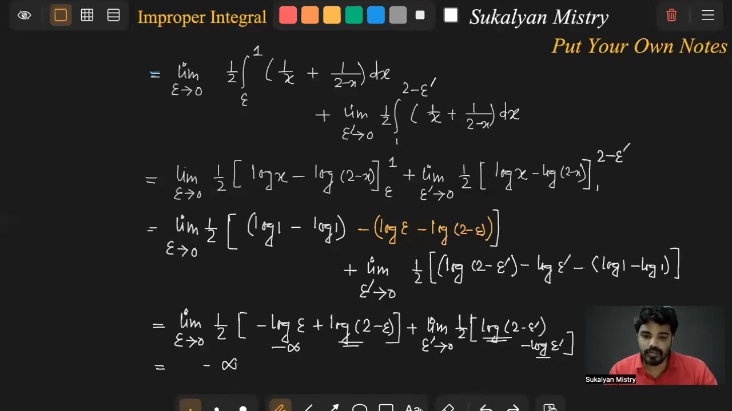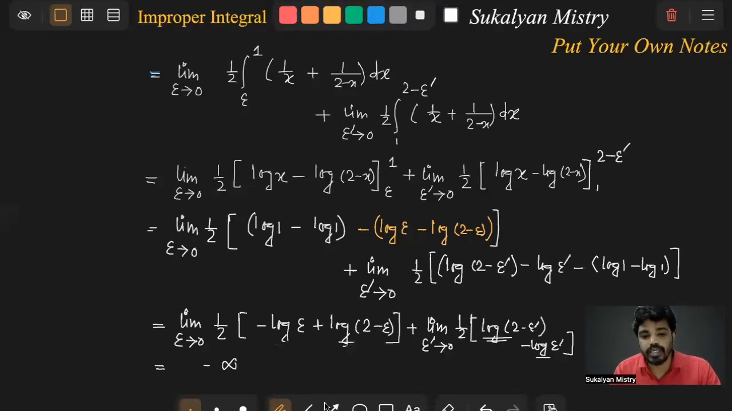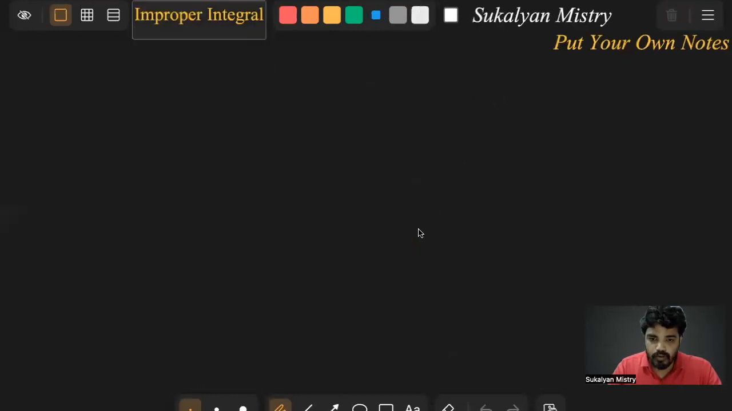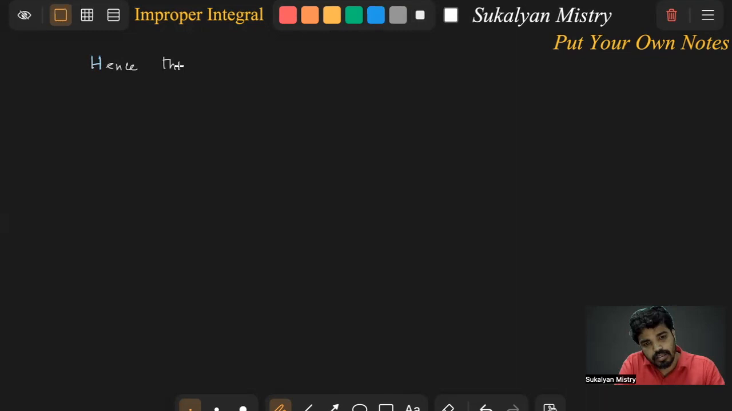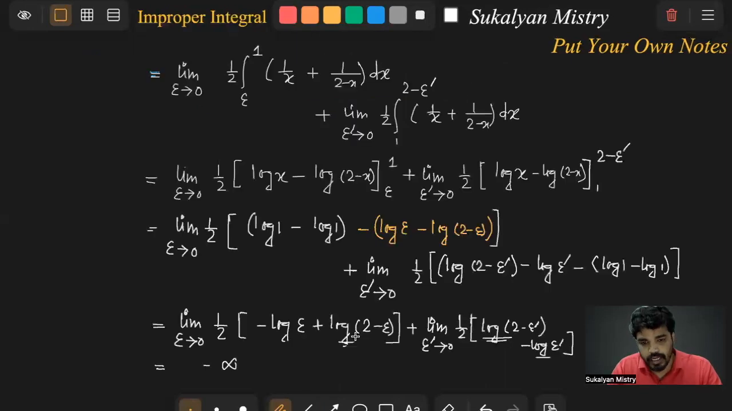Clear? So ultimately, what is our conclusion? Therefore, hence the given integral is not convergent. Okay, clear?